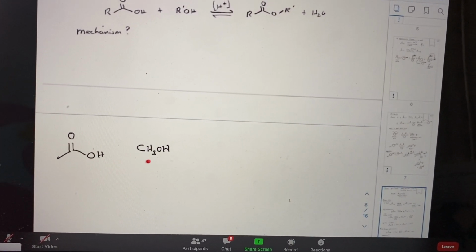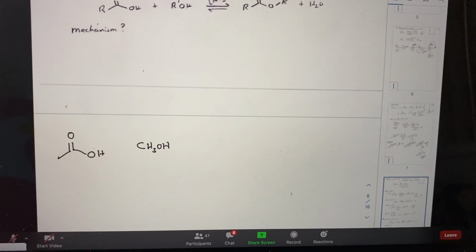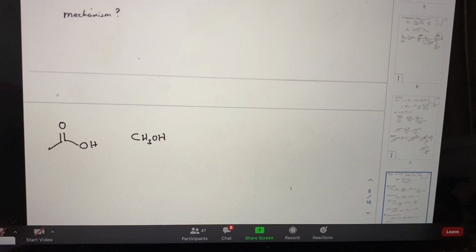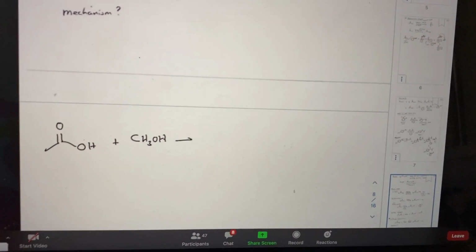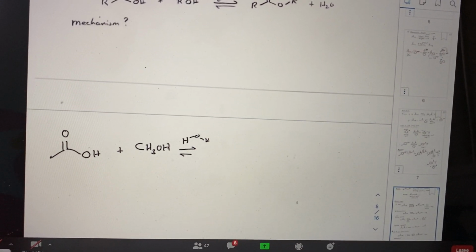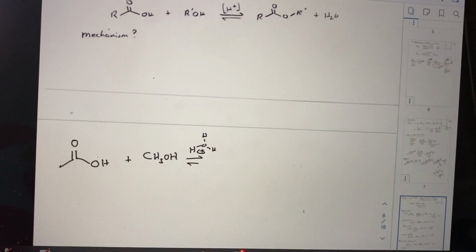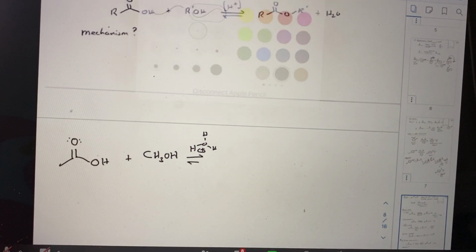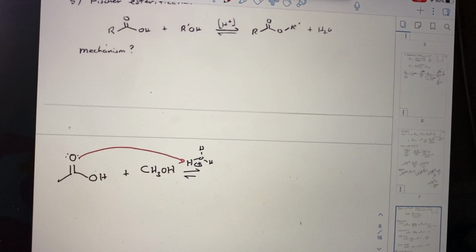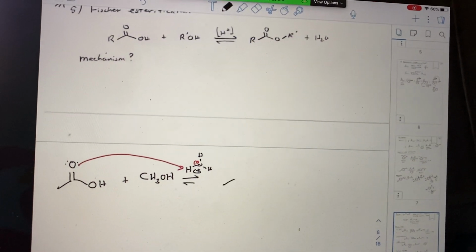So if we were to just mix these two together, if we just take acetic acid in the presence of methanol, not much is going to happen. So this is why we want to have just a bit of acid around. In this particular case, we'll just put H+, H3O+, we'll have water, just a little bit of sulfuric acid here. Going back to the days of aldehydes and ketones, let's turn this species into a much more electrophilic species by protonating it.